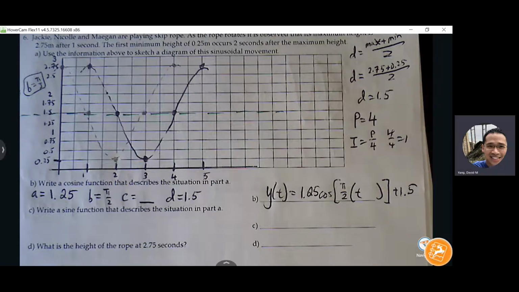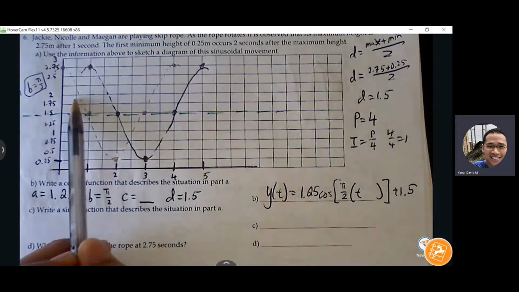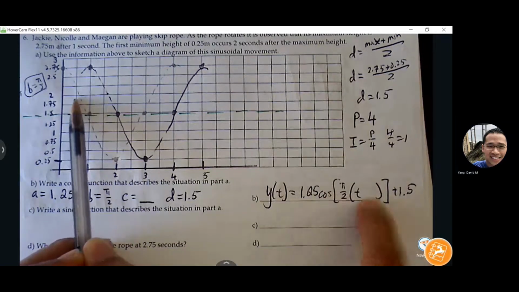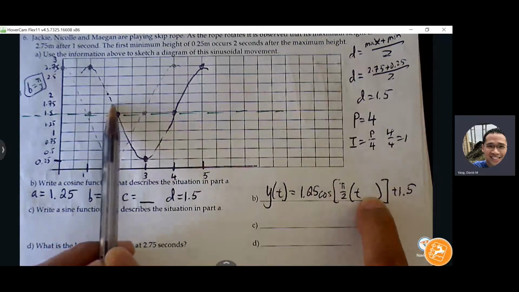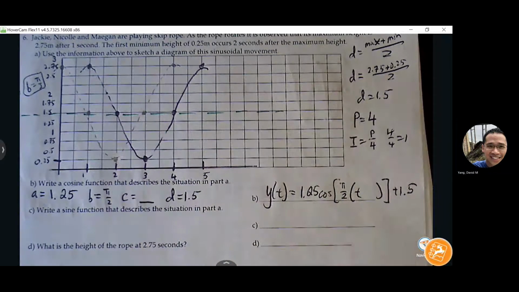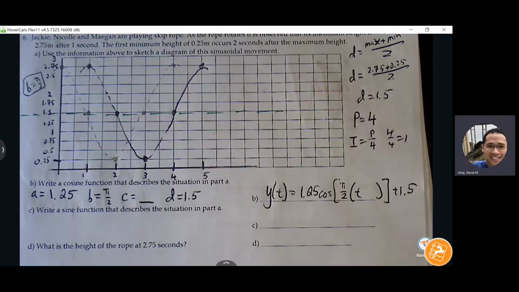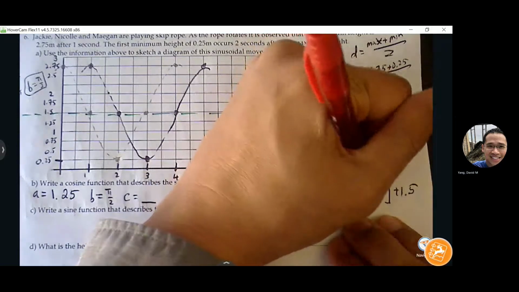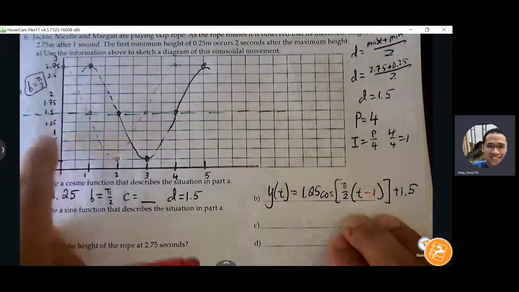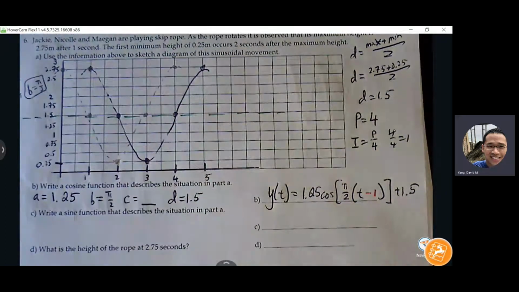So we have to ask ourselves, how can I move this dotted graph to the solid graph here? What would it be? It'd be -1, right? Yeah, that's right, because we're moving it 1 unit to the right. So -1. That will turn the dotted graph into this solid graph here.